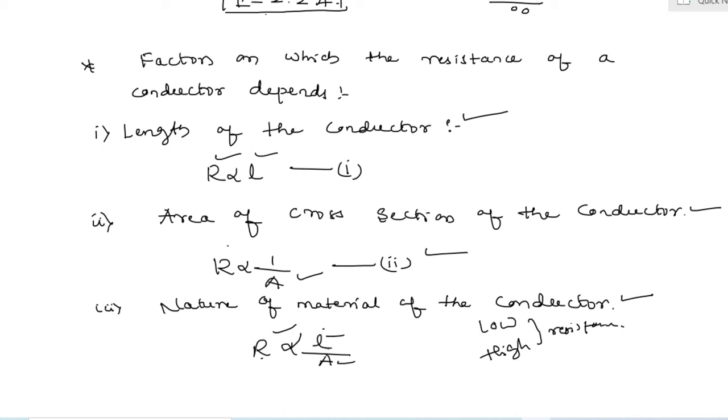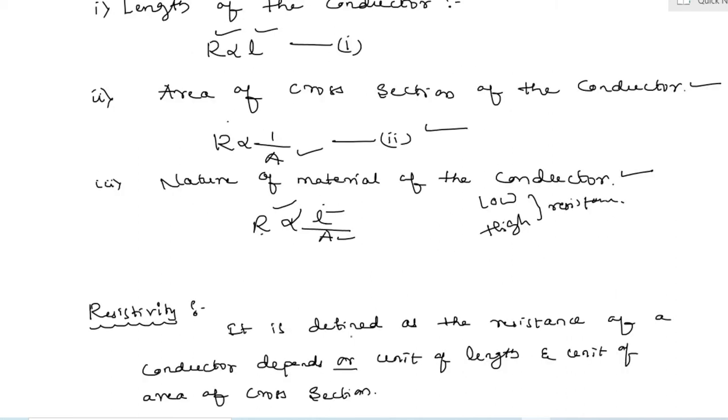Yes, it means totally 3 factors are responsible for the resistance of a conductor. This first one, length of the conductor. It means R is directly proportional to L. Second one, area of cross section of the conductor. It means R is inversely proportional to 1 upon A. And third one is nature of the material of the conductor. Yes, my dear students.